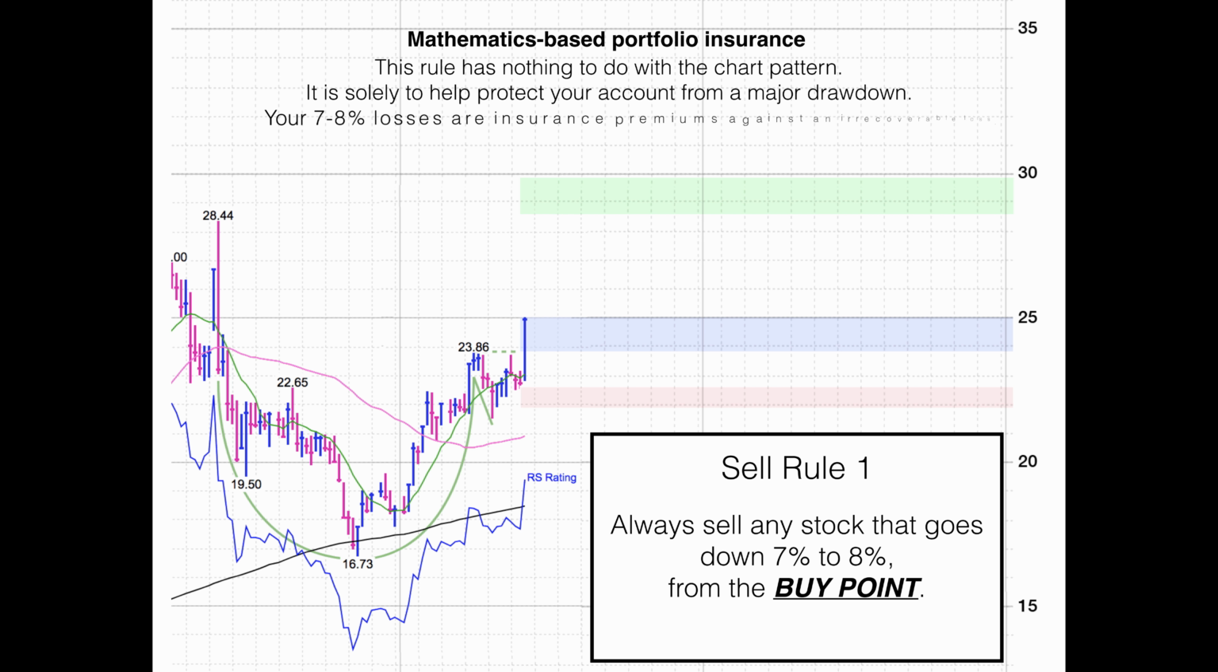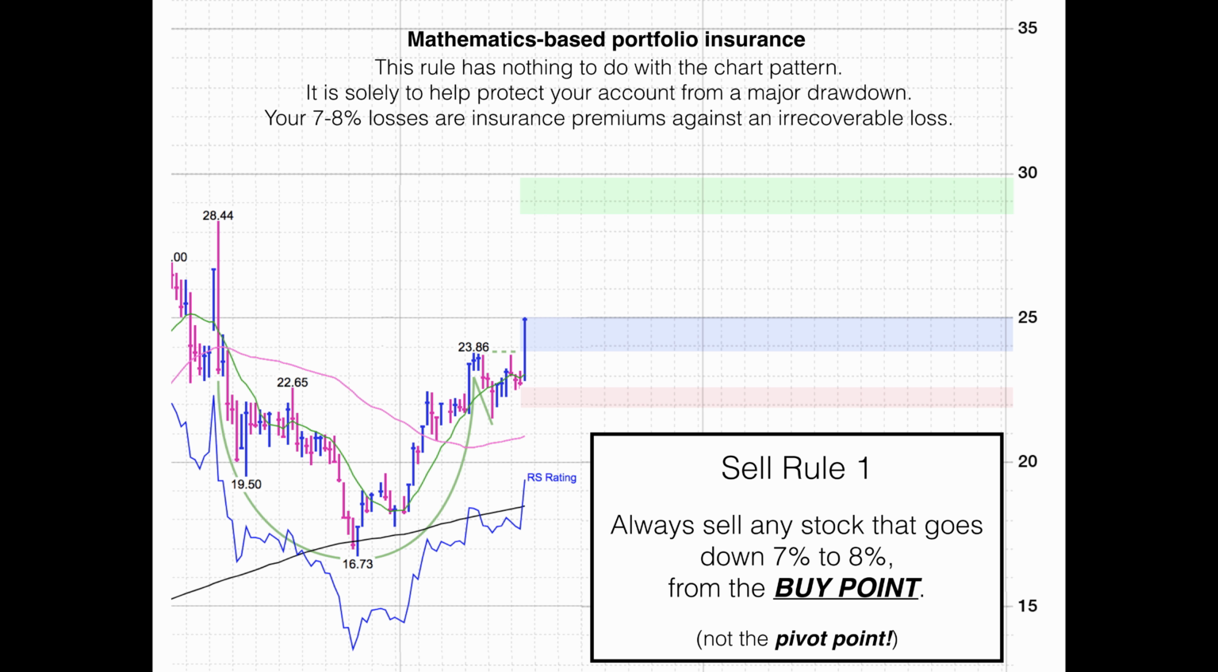So think of this as insurance. This rule has nothing to do with the chart pattern. It is solely to help protect your account from a major drawdown. Your 7% losses are insurance premiums against an irrecoverable loss. And think of them that way. Every time you take a 7% loss, nobody likes to take that 7% loss, but it's an insurance premium against a damaging loss, a major drawdown, which has damaged your portfolio. I just want to emphasize, this is not from the pivot point, it's from the buy point.